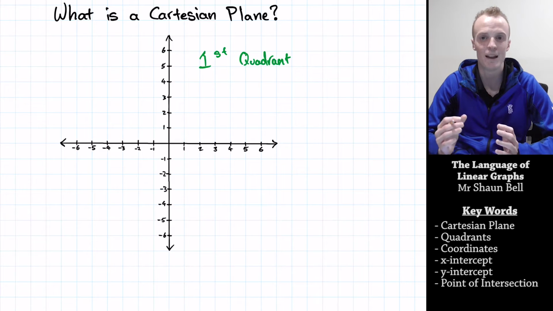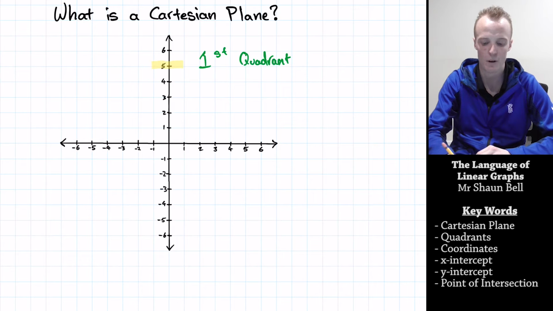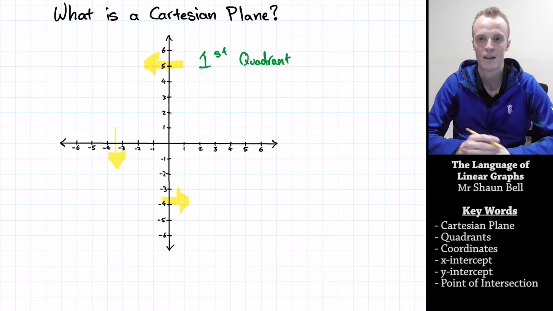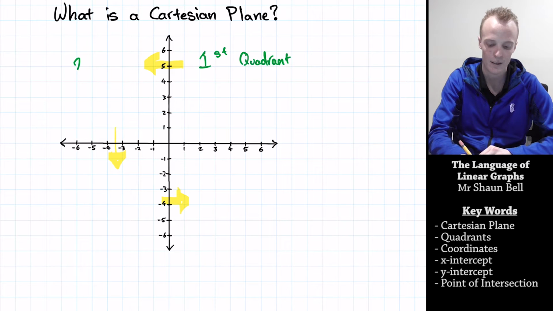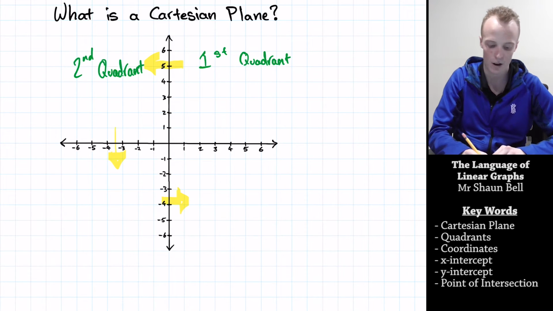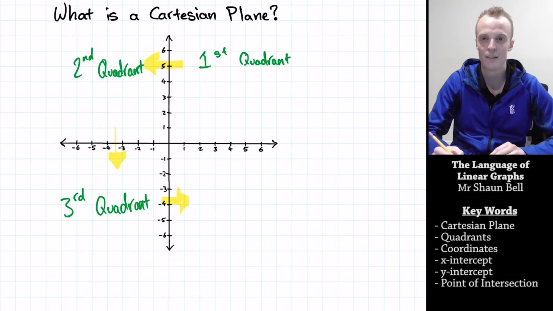Then, as we name the other quadrants, we go in an anti-clockwise fashion. So we move over this side, then we move down, then we move across to the right, and we keep going up by one at a time. So in the top left here, this is known as the second quadrant. In the bottom left, this is known as the third quadrant. And in the bottom right, this is known as the fourth quadrant.